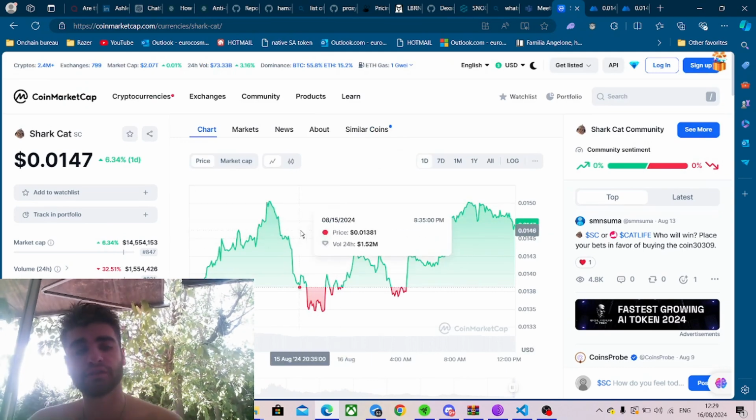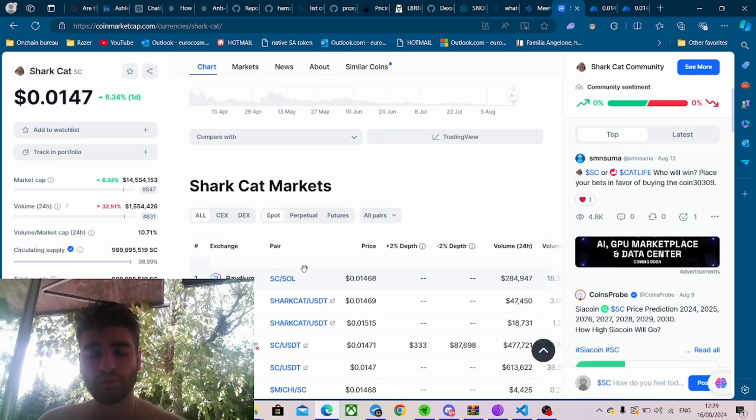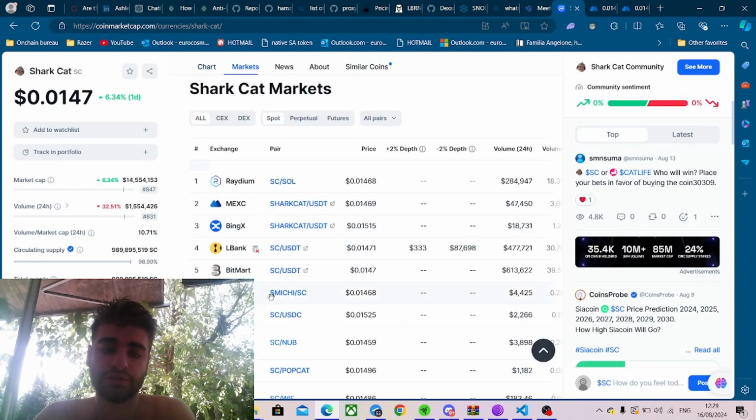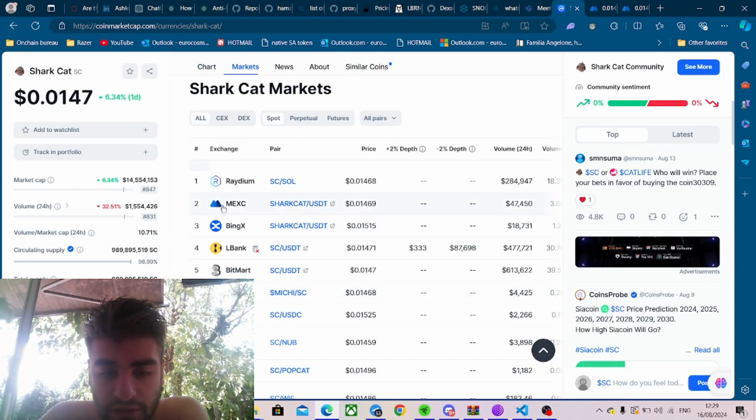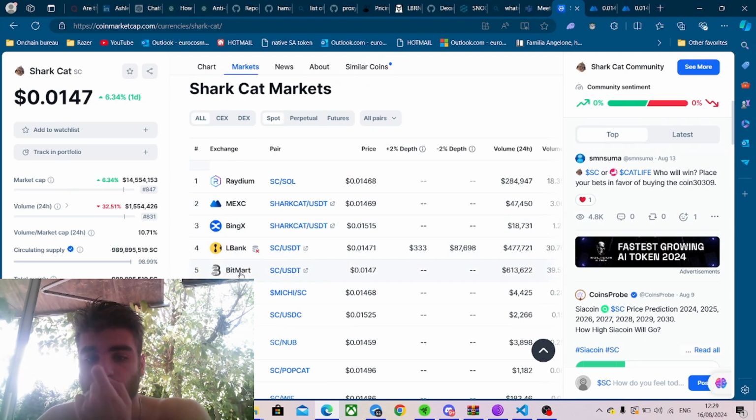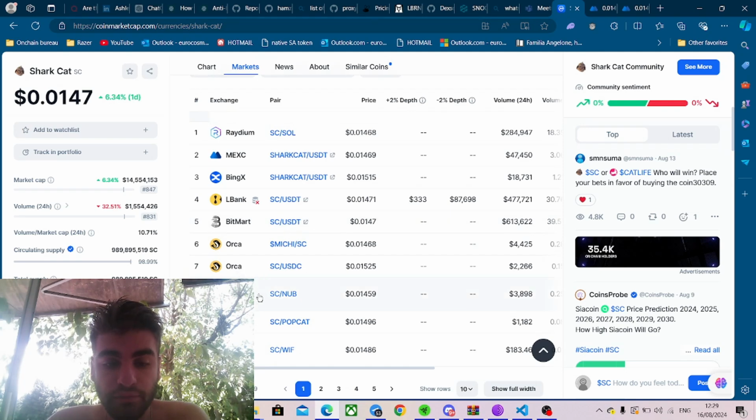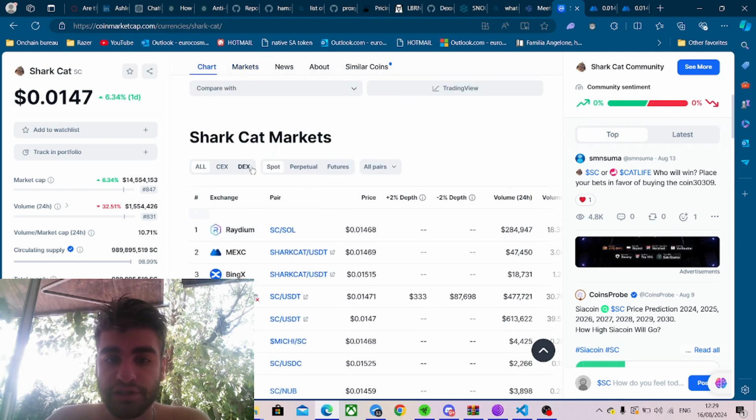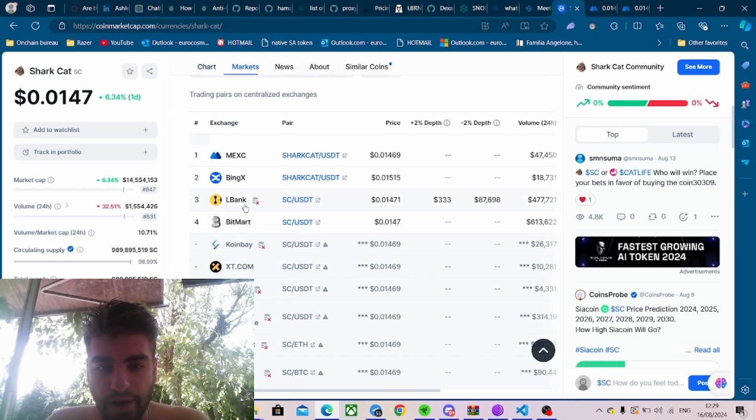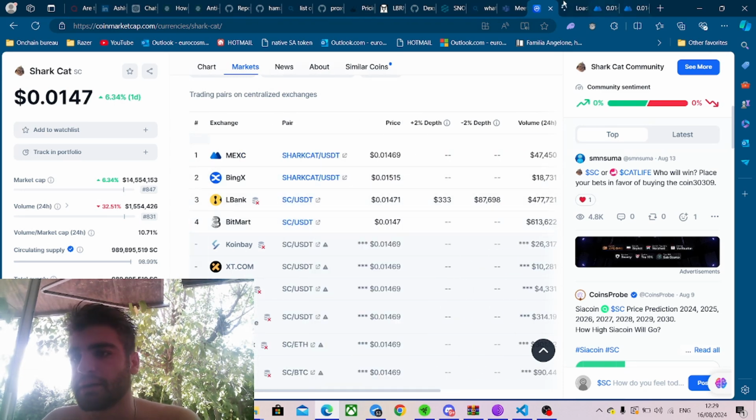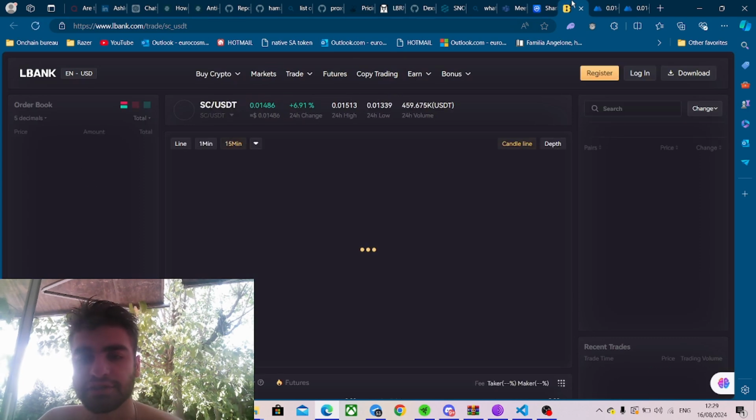The first thing I have to consider is how many markets there are. So as we can see, we have 1, 2, and 3 central exchanges, but we have 3 liquidity pools in the central exchanges as well. And actually, what is this? L Bank. This is another central exchange.